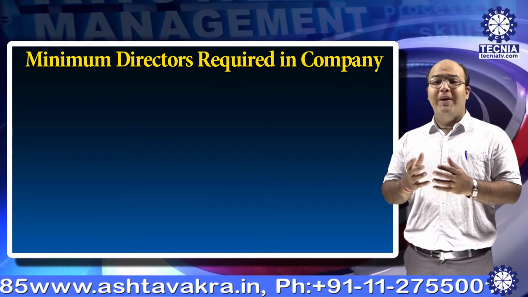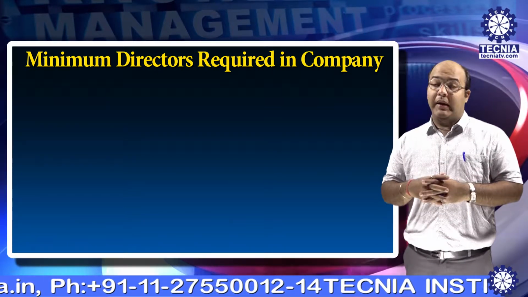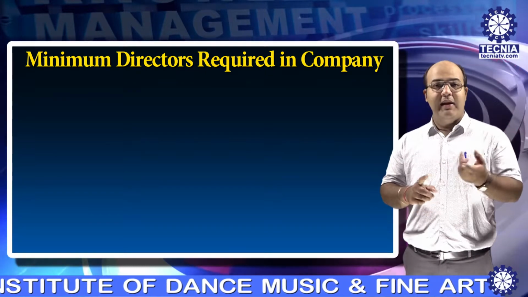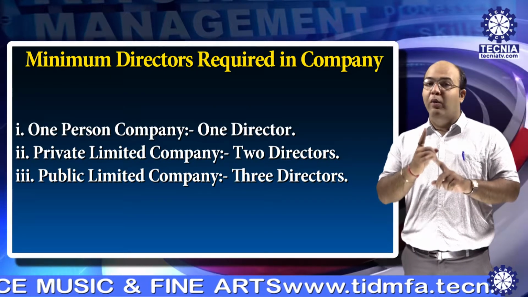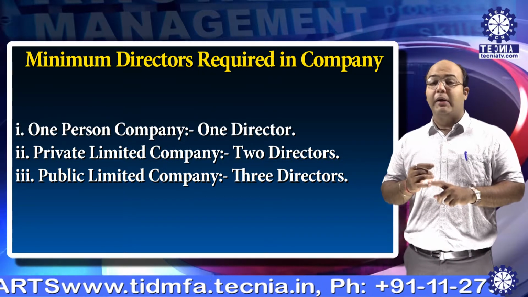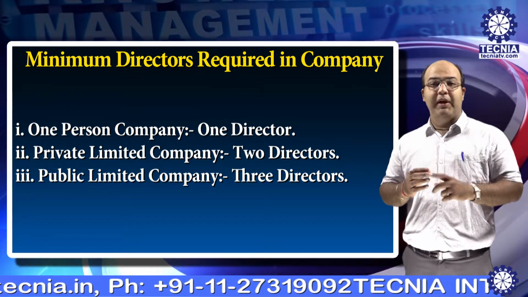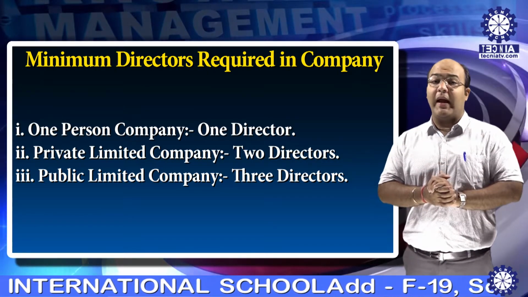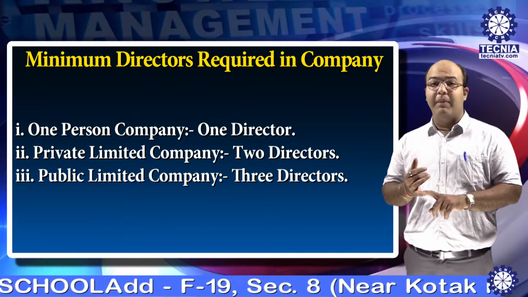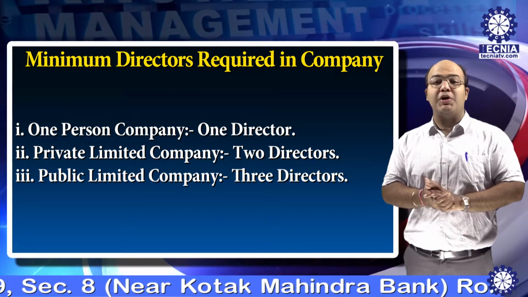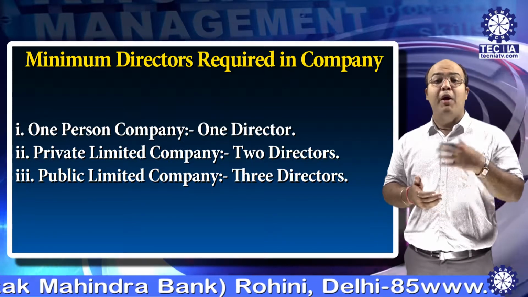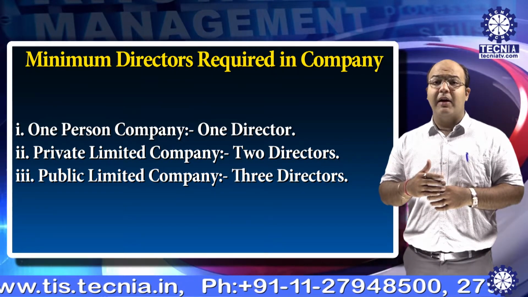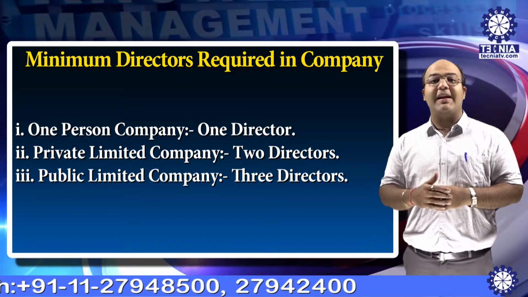Now we will discuss the minimum directors required in a company. Minimum requirement of directors depends on the type of company. A one person company requires one director, a private company requires two directors, and a public company requires a minimum of 3 directors. Maximum 15 directors can be appointed in any form of company, like OPC, public or private. By passing a special resolution, a company can increase the number of directors beyond 15. Out of the appointed directors, one director should be resident in India for more than 182 days in the previous calendar year.